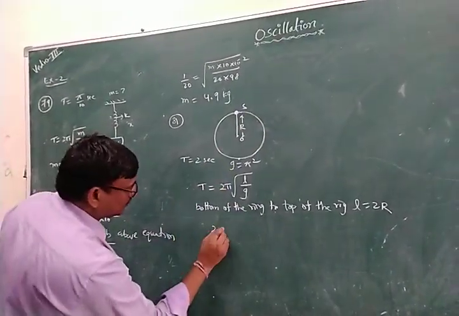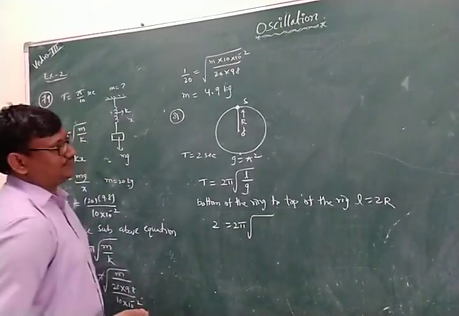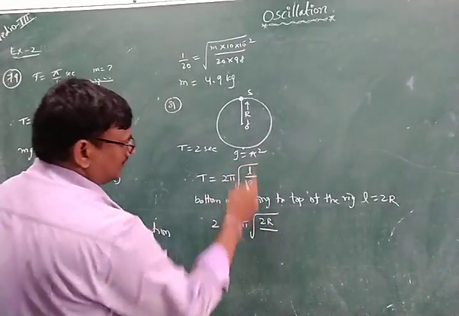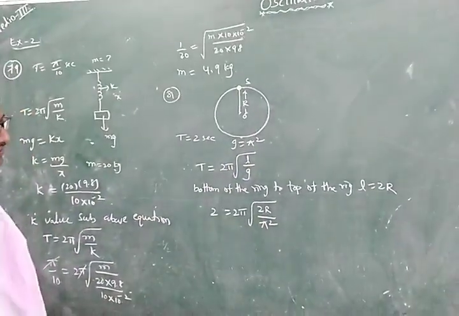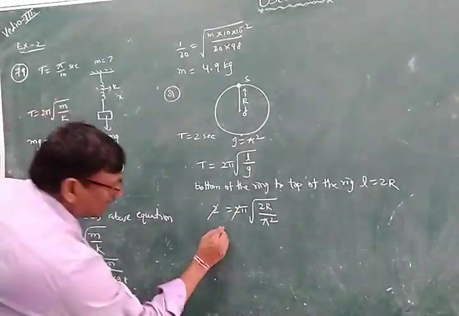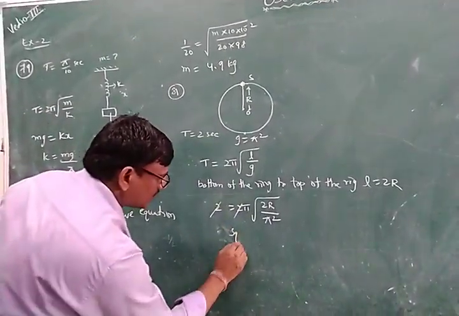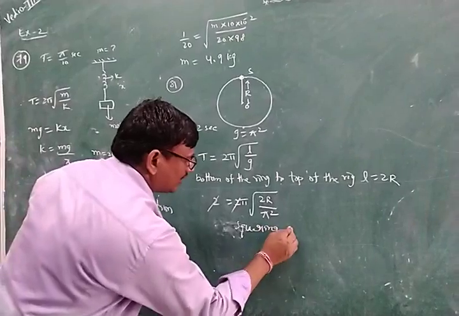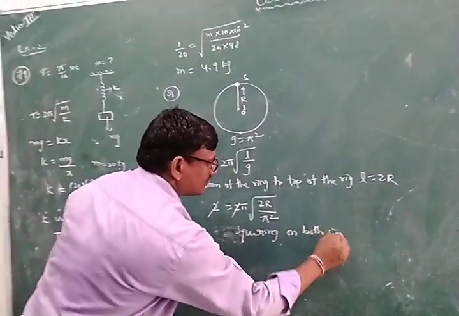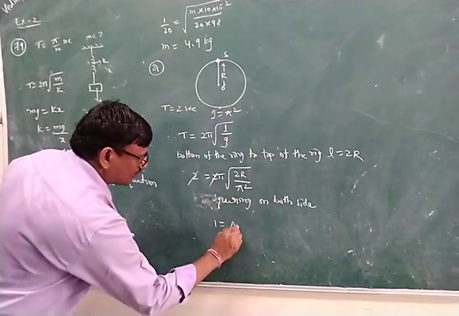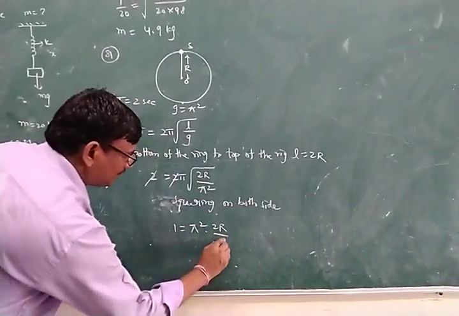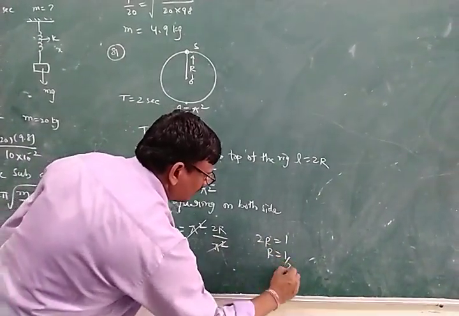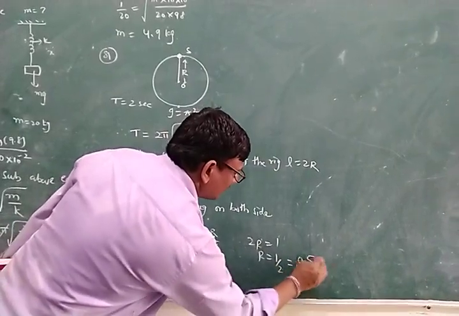T is equal to 2, that is 2 pi under root of L, which is 2r by g, and g is equal to pi square. And the 2 gets cancelled. Squaring on both sides, we get 1 is equal to pi square into 2r by pi square. Pi square gets cancelled. This gives 2r is equal to 1. r is equal to 1 by 2, that is equal to 0.5 meter.